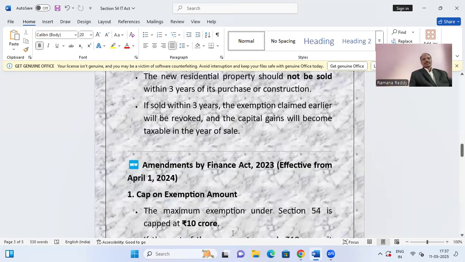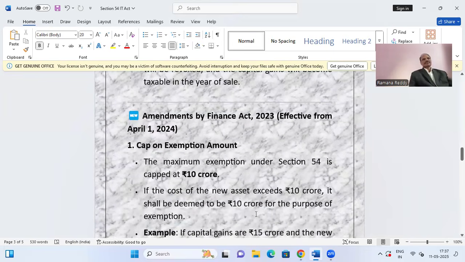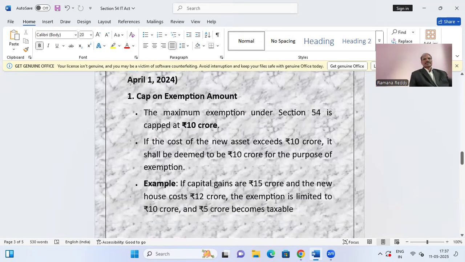So, the amendments by the Finance Act effective from 1st April 2024: cap on exemption amount. The maximum exemption under Section 54 is capped at 10 crore. If the cost of the new asset exceeds 10 crore, it should be deemed to be 10 crore for the purpose of exemption. Example: if capital gains are 15 crore and the new house cost is 12 crore, then the exemption is limited to 10 crore and 5 crore becomes taxable.